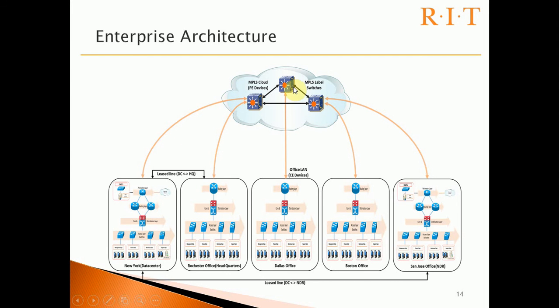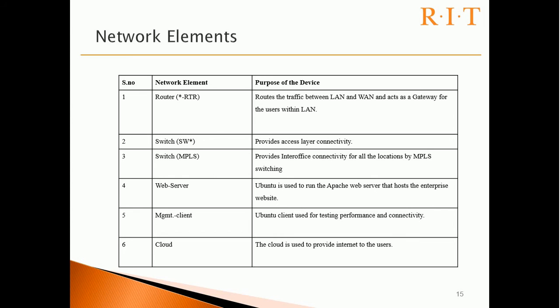That is, it has MPLS label switches and provider edge routers, and these are the different branches that we spoke about. One in New York, the other one in Rochester, which has the headquarters. New York is the data center, and there are offices at Dallas and Boston, and the NDR at the San Jose office. And here are the devices that we have used.